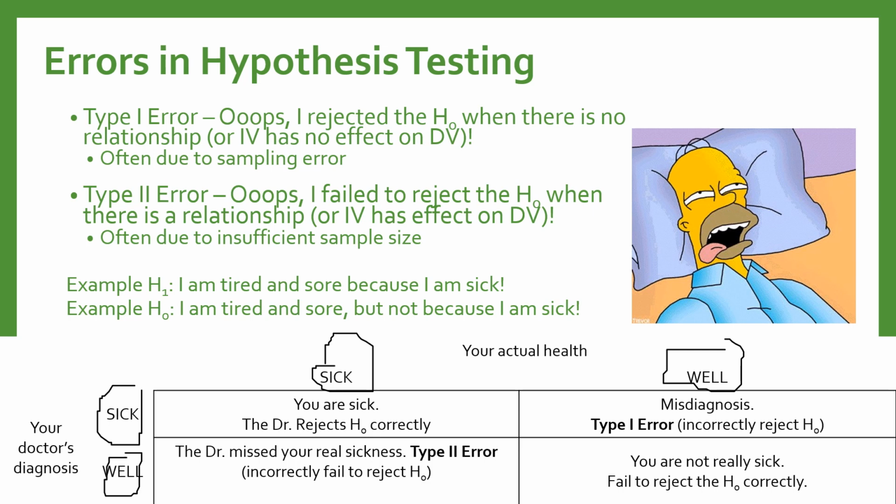However, we may have a situation where an error happens. So if you are sick and your doctor says that you're well, then the doctor missed your real sickness, right? They made a type 2 error. You were tired and sore because you were sick, but they failed to detect that with their study. On the other hand, if you're well and your doctor diagnoses you as sick, that is also an error. That's a misdiagnosis where they incorrectly rejected the null hypothesis. They said that you were tired and sore because you're sick, but in fact, that's not the case. It's not the sickness that's leading to that. You're well and you're not sick.